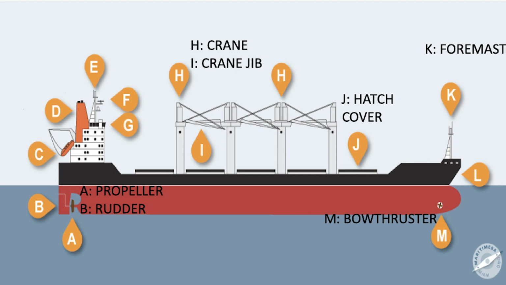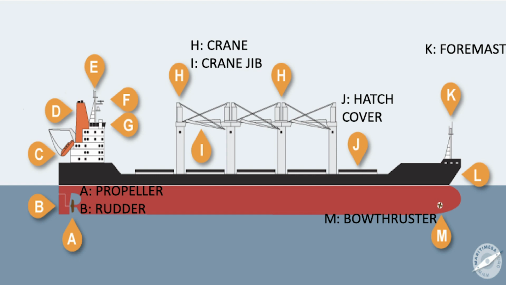Cranes are used to lift cargo. You will see that there are 2 sets of cranes close together. These are designed to work either on their own or cooperatively. We call this system of cranes working in tandem. The lifting capacity nearly doubles if cranes are working in tandem. Some older ships have derricks that lift cargo. This is the crane jib.